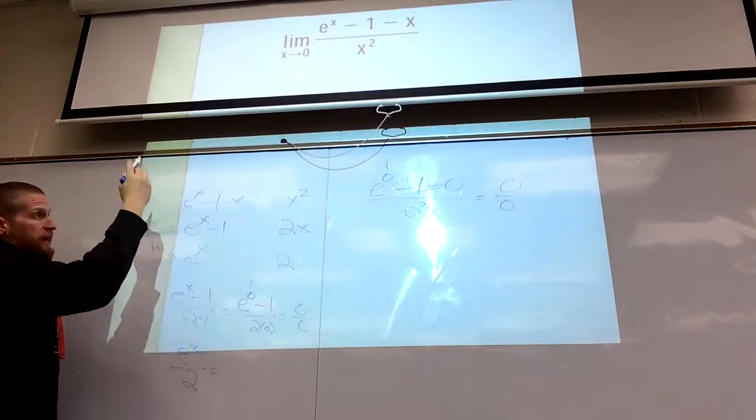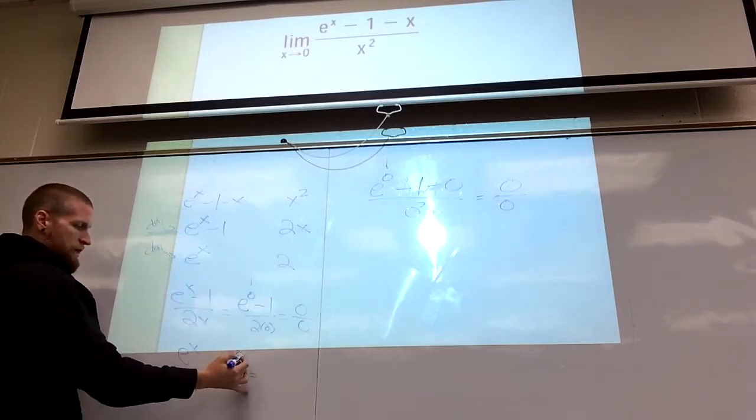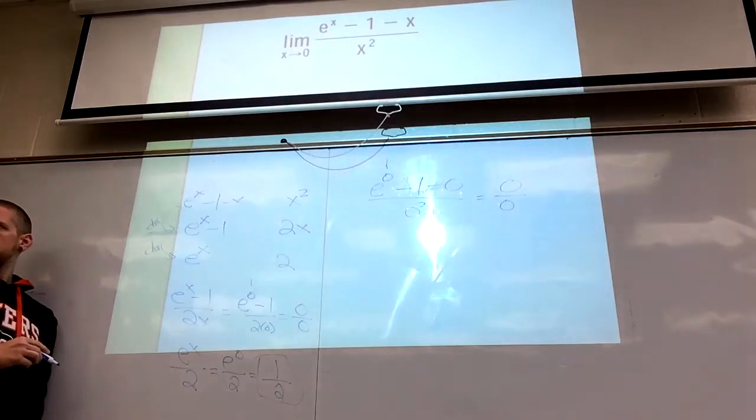All right, so if I plug in again what I'm approaching, that's e to the 0 over 2. e to the 0 is 1, 2 stays the same. That's going to be your answer. So there's going to be a couple where you have to do it a few times.